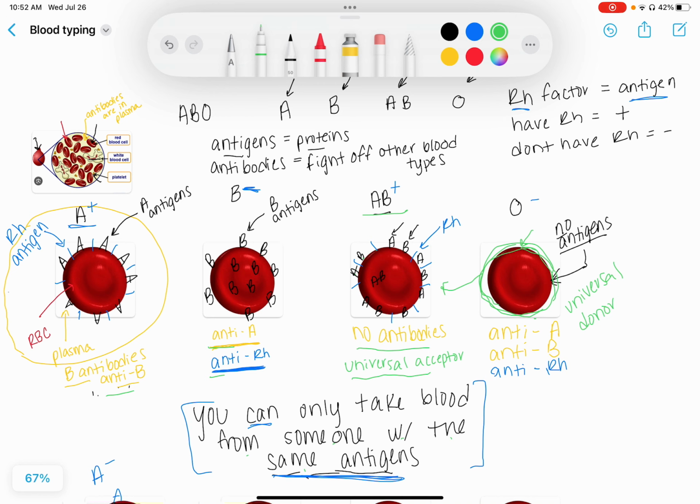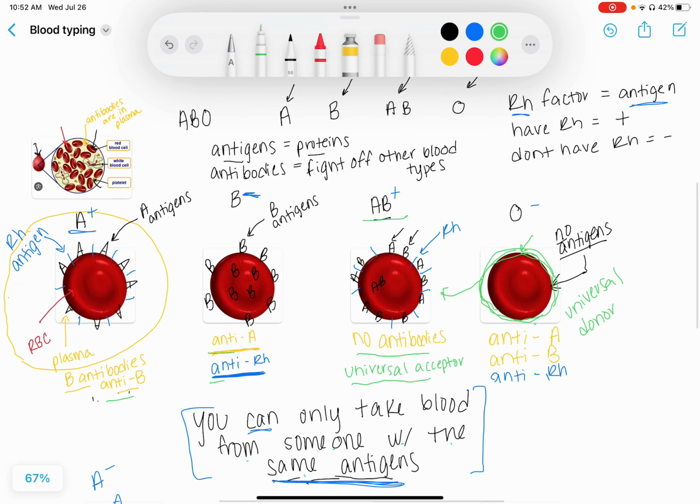Next, we'll talk about what we mean by fighting something off, or an immune response. Okay, we'll talk about that next. That will be called agglutination, which just means to fight off or have an immune response.